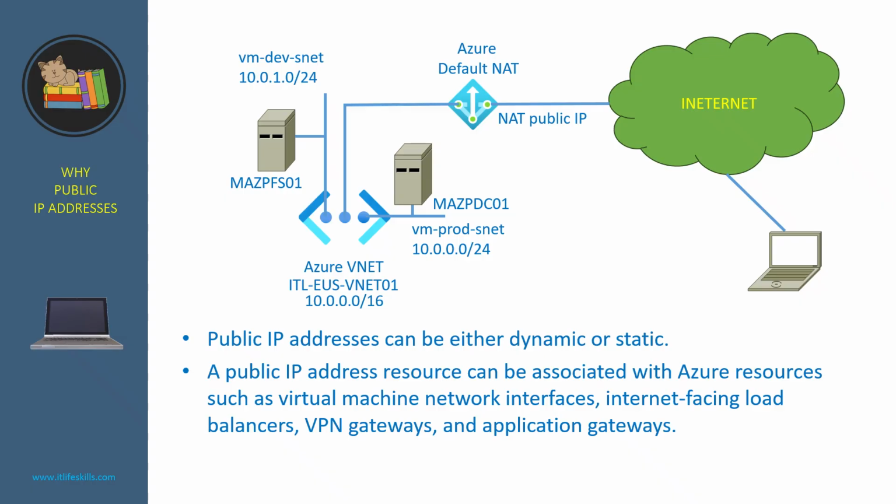To allow outbound traffic from an Azure resource with a predictable public IP address, or to allow an inbound traffic from the internet to an Azure resource, one of the solutions is to use public IP address. Public IP addresses can be either dynamic or static.